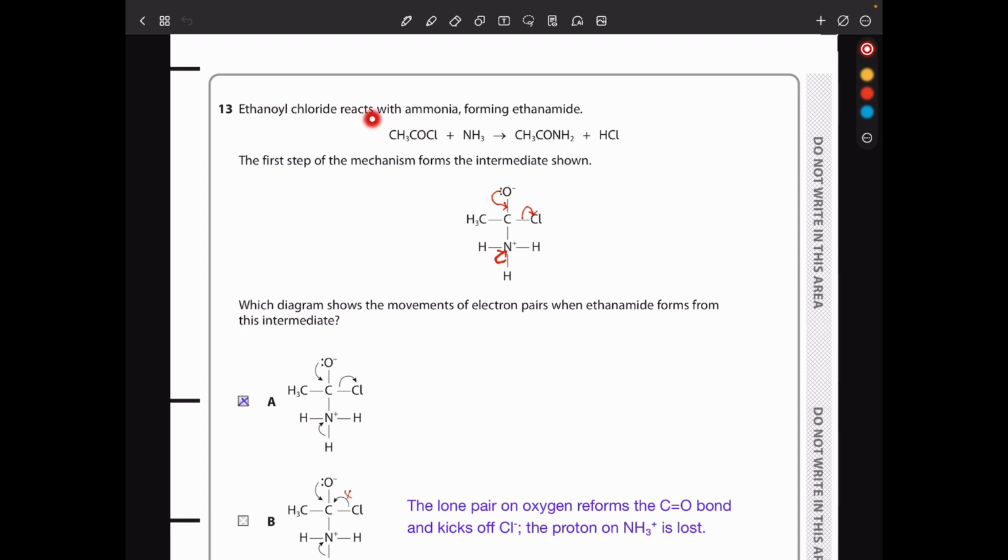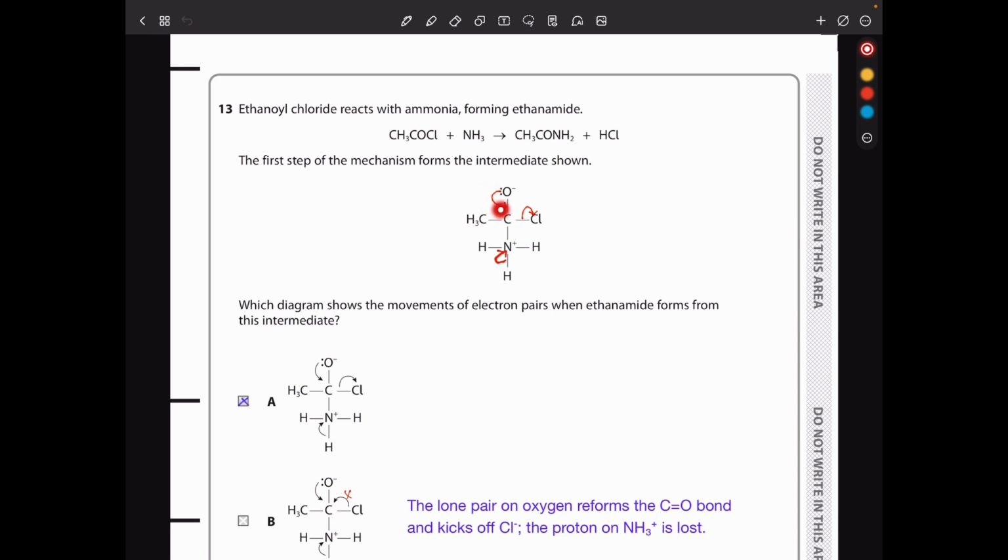Next, they say ethanoyl chloride reacts with ammonia, forming ethanamide, as we see here. The first step of the mechanism forms the intermediate shown. So they say which diagram shows the movement of electron pairs when the ethanamide forms from this intermediate.